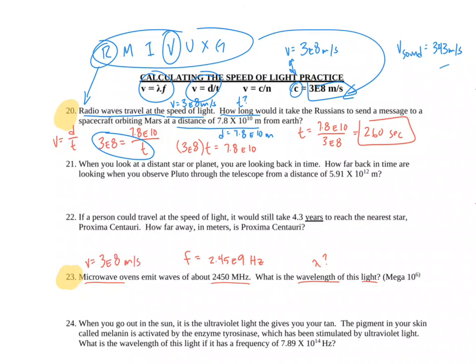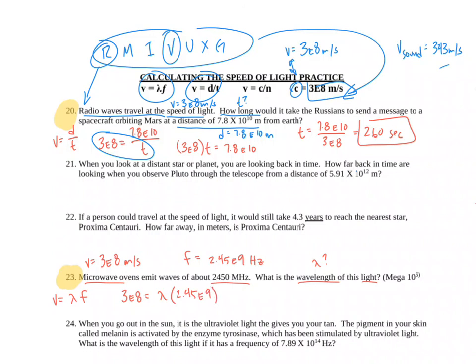So I've got the velocity of this wave, I've got the frequency of this wave, and I want to figure out the wavelength. So the only equation that's got v, f, and wavelength is velocity equals wavelength times frequency. So now I'm going to plug in what I know. The velocity is 3 times 10 to the 8th. The wavelength is unknown. Frequency is 2.45 times 10 to the 9th.